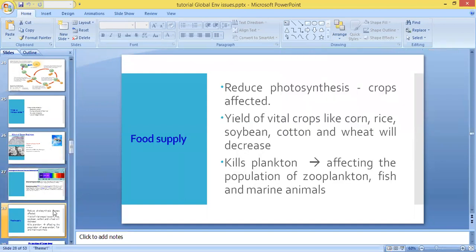Okay. So with respect to the food supply, it reduces photosynthesis and the crops are affected. It affects the yield of vital crops like corn, rice, soybean, cotton, and wheat, and it will decrease in nature. It kills plankton, affecting the population of zooplankton. Okay, it is one type of bacteria, fishes, and marine animals.